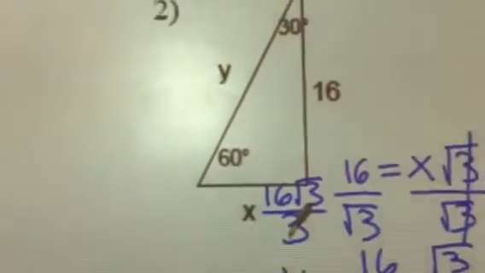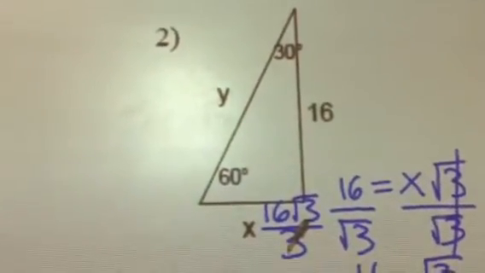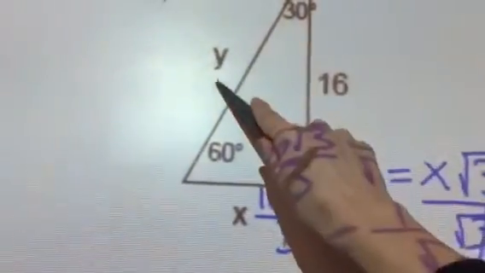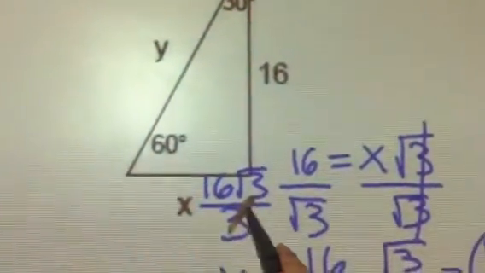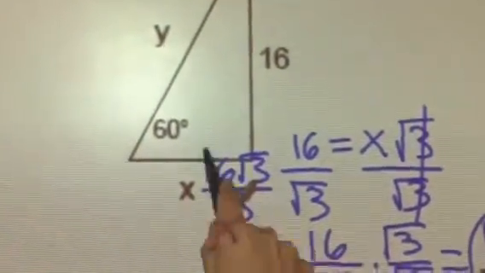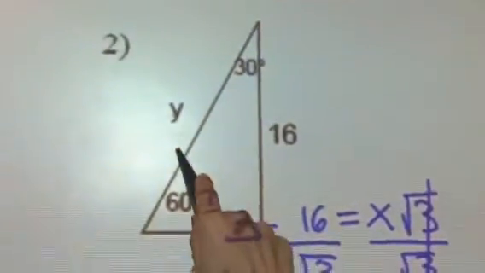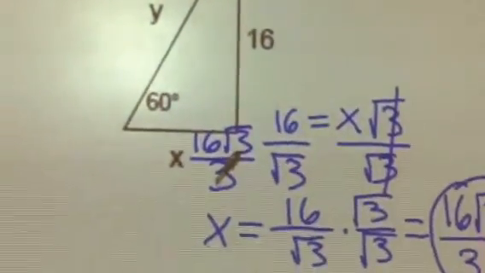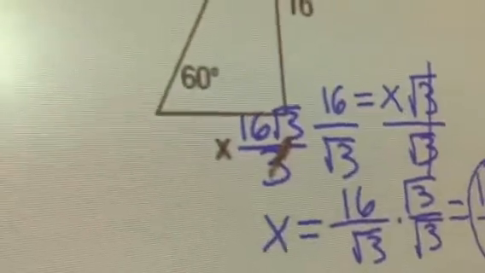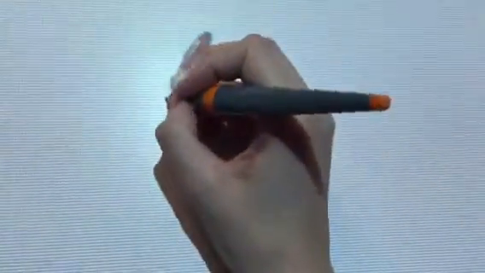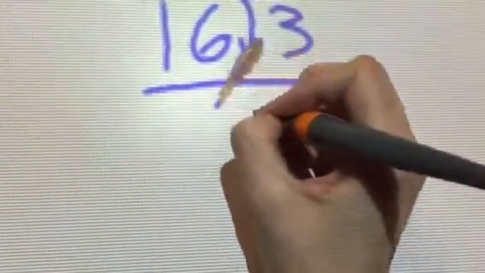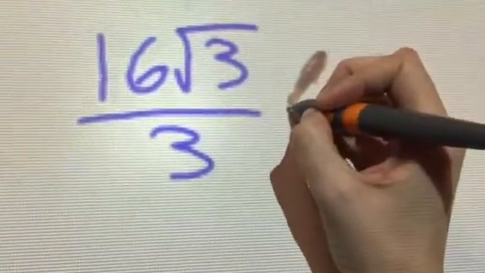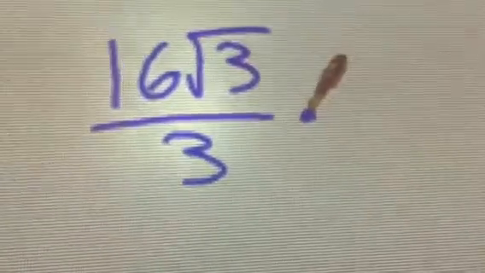Okay, now I just have to find y, which is the hypotenuse, and I know the hypotenuse in a 30, 60, 90 is always just 2 times my short leg. So I'm going to take this thing that I found, multiply it by 2, and then I've got my hypotenuse. So let's pull that out to the side. 16 root 3 over 3. And I'm going to multiply it by 2. Now this is actually really easy.